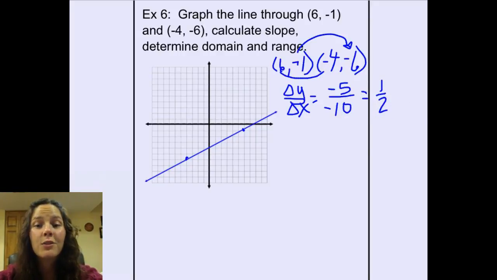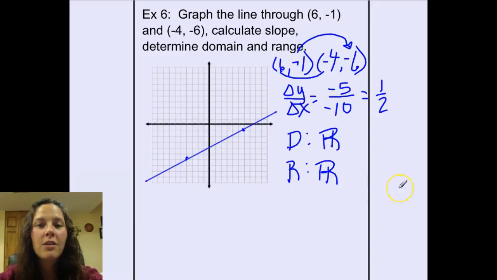I get a lot of students that want to leave a negative sign on. Remember, a negative divided by a negative is positive, so make sure you cancel those negative signs when you simplify your slope. This is a line that slants, so the domain is all real numbers, and the range is all real numbers. So the only lines that won't have a domain and range of all real numbers are the ones that are horizontal or vertical.